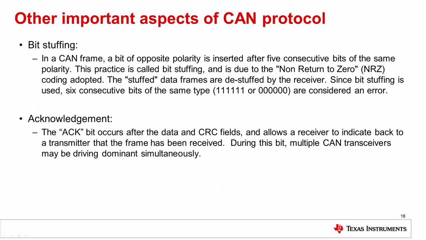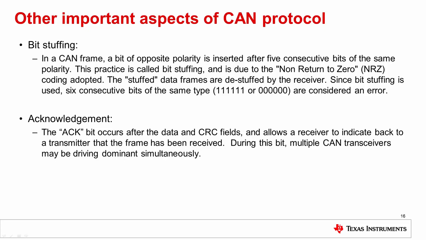In a CAN frame, a bit of opposite polarity is inserted after 5 consecutive bits of the same polarity. This practice is called bit stuffing and is due to the non-return to zero coding adopted by the standard. The stuffed data frames are destuffed by the receiver. Since bit stuffing is used, 6 consecutive bits of the same type are considered an error.